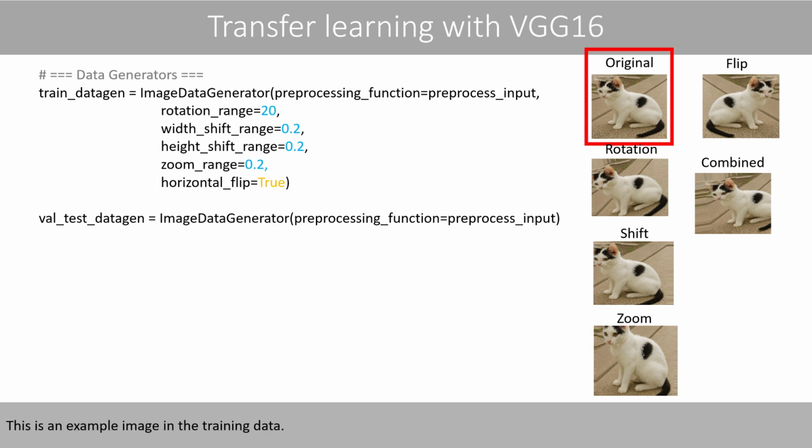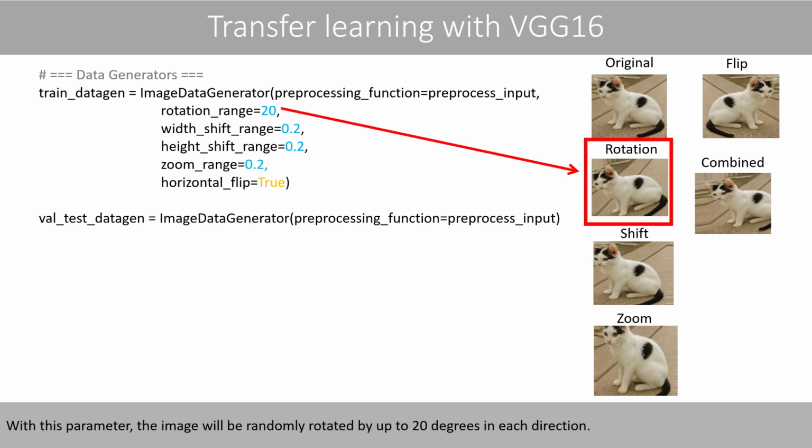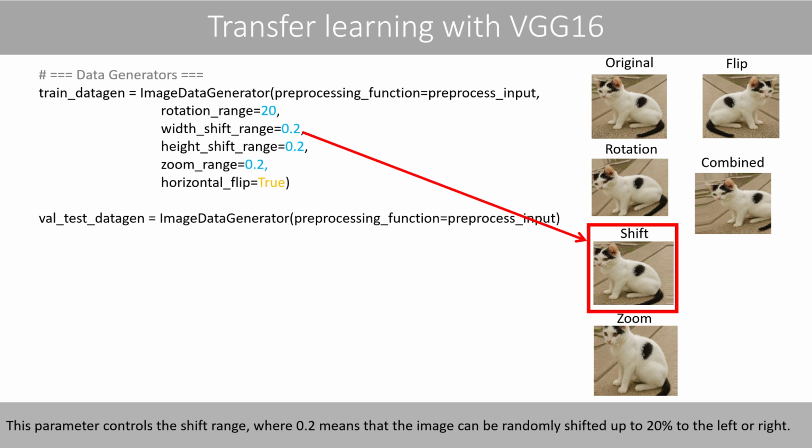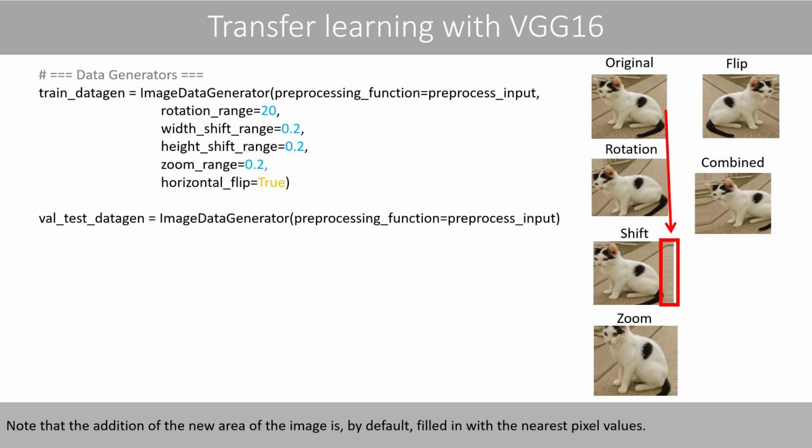This is an example image in the training data. With this parameter, the image will be randomly rotated by up to 20 degrees in each direction. This parameter controls the shift range, where 0.2 means that the image can be randomly shifted up to 20% to the left or right. Note that the addition of the new area in the image is by default filled in with the nearest pixel values.